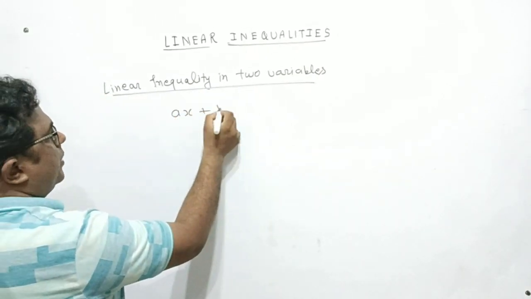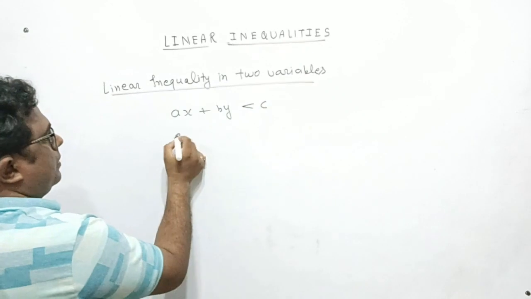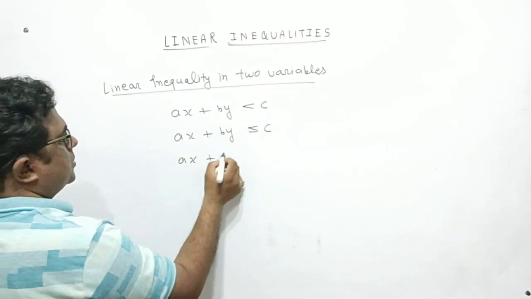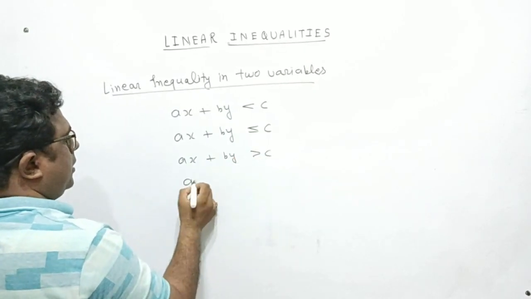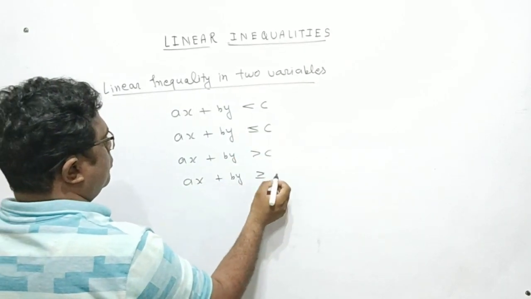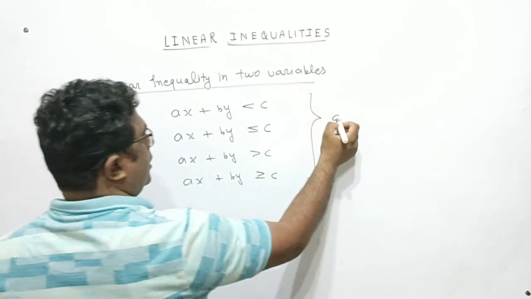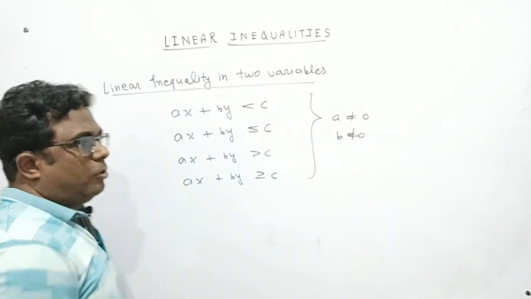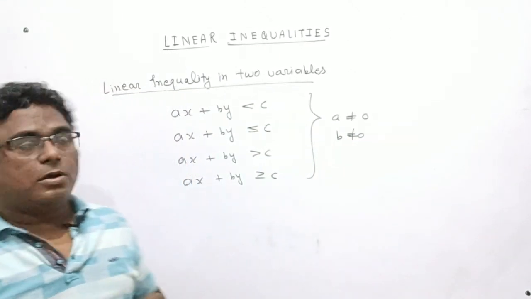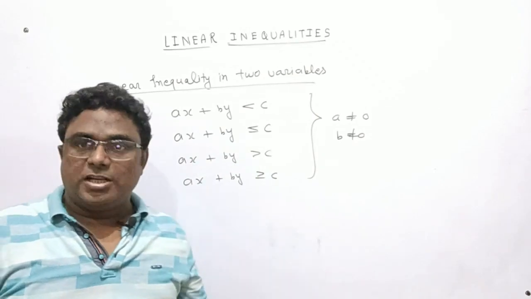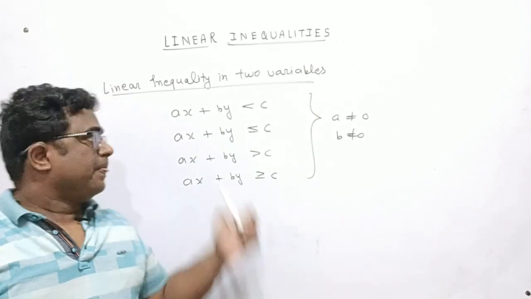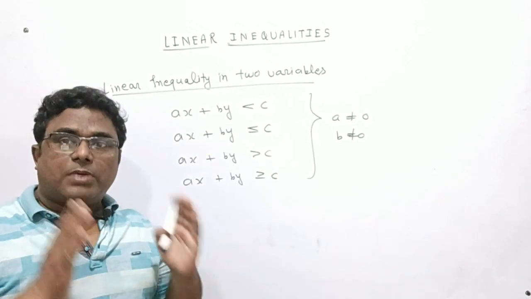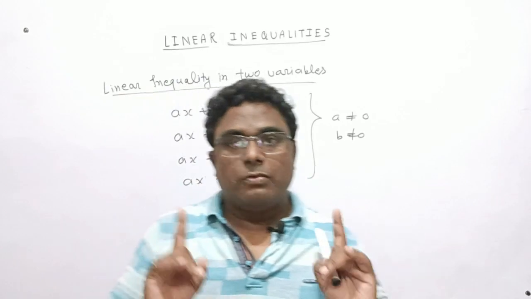Ax plus by is less than c, ax plus by is less than or equal to c, ax plus by is greater than c, ax plus by is greater than or equal to c, and in all these a is not equal to 0 and b is not equal to 0. So all these are the standard forms of linear inequalities in two variables. Which are the two variables in them? X and y are two variables. And why do we say linear? Because the powers of x and y are 1.